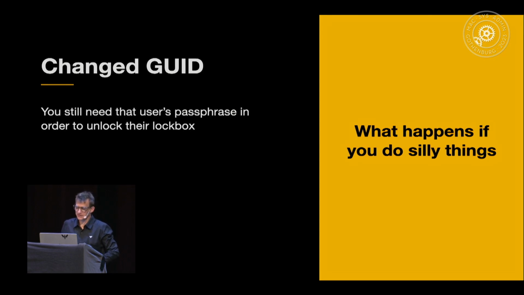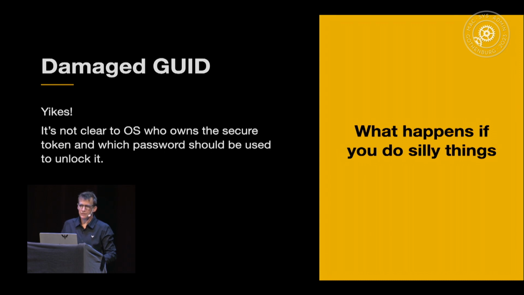What happens if you do some silly things like change the GUID? If you change the user's GUID, you still need that user's passphrase in clear text in order to unlock their lockbox. What if you've got a damaged GUID, a user with a damaged GUID? Yikes. It's not clear to the OS who owns the secure token and which password should be used to unlock it. So don't damage your GUIDs.